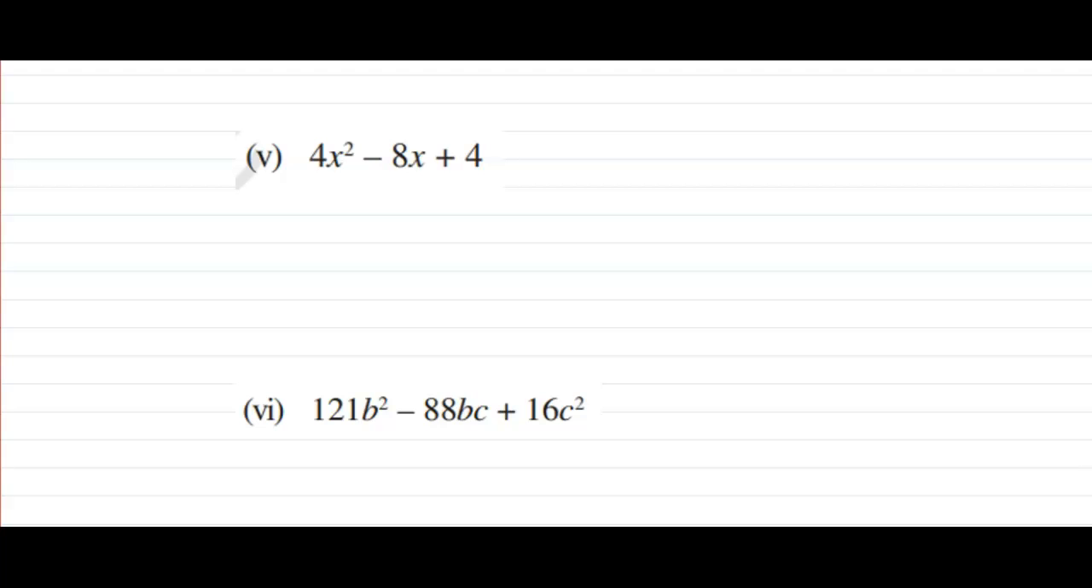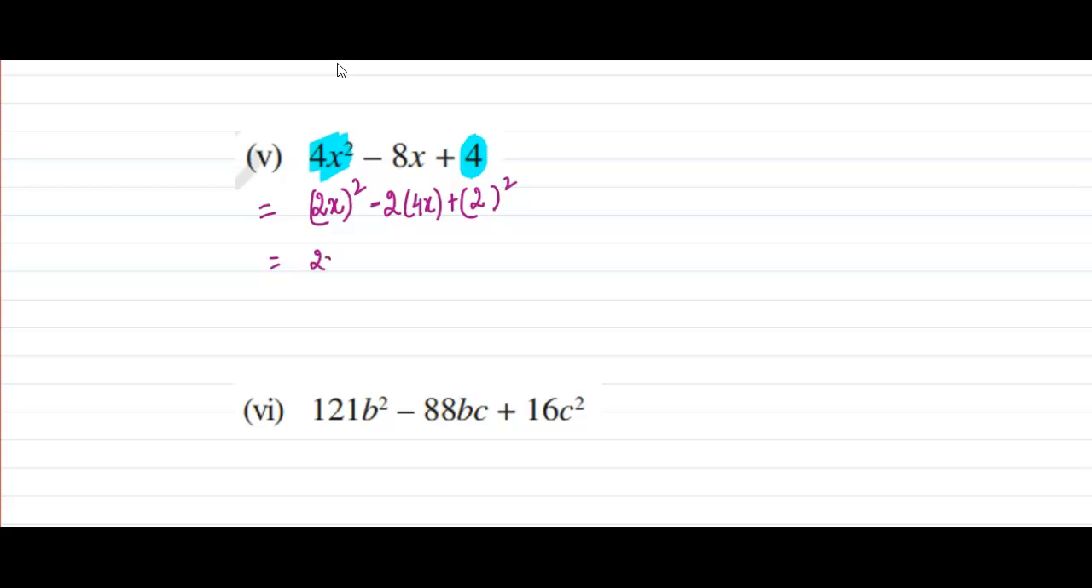Look at the first term, it's 4x square, and the last term, it's 4. They are both perfect squares. So let's change them into perfect squares, like this, (2x) square and 2 square. Let's divide the middle term by 2. So we get 2 into 4x.